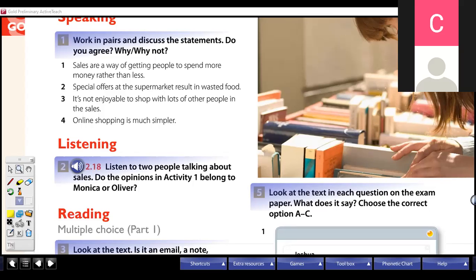But before, I want to show you, let me see, something related to vocabulary. This is the one. Wait for me for a little while. I'm going to give you some vocabulary related to shops and shopping.